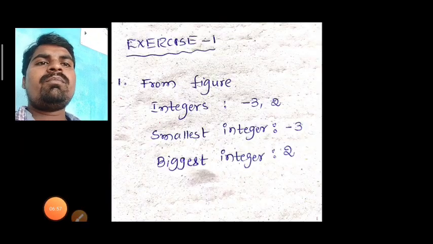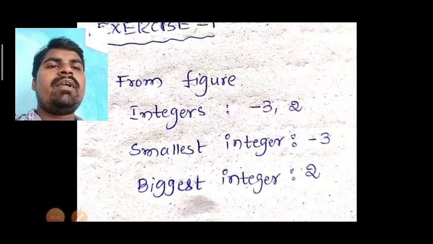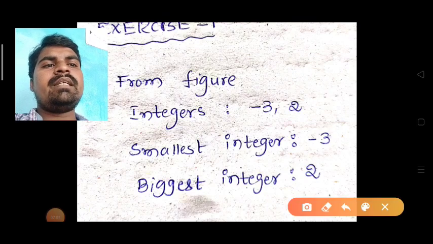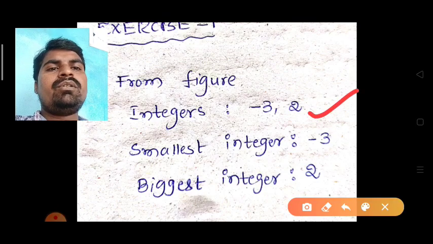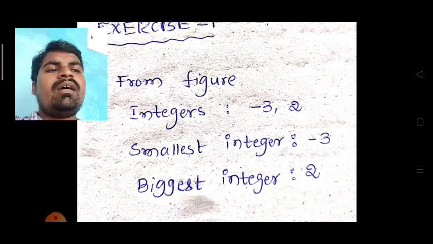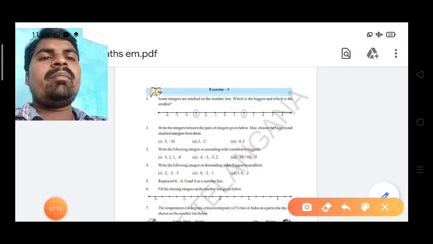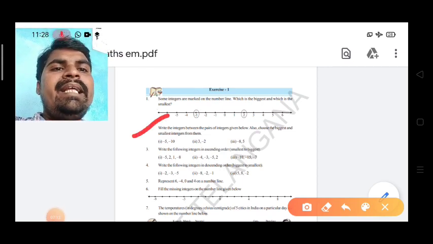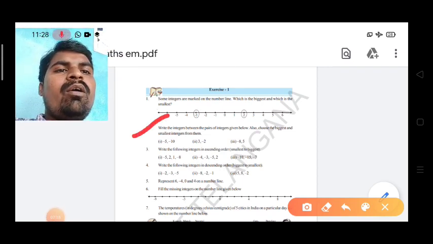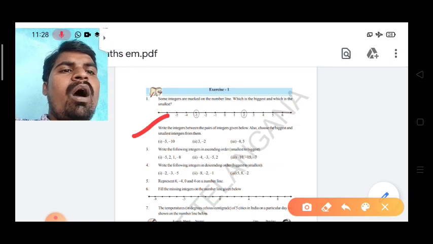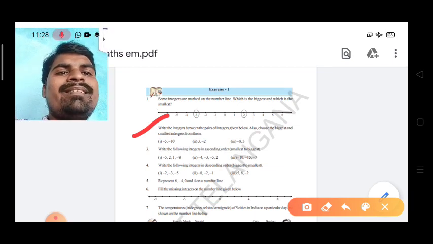You observe here in the first exercise, from the figure, the two integers marked are -3 and 2. The smallest one is -3, the biggest one is 2. This is the answer for the first problem. Next, you observe the second bit. The second bit asks to write the integers between the pair of integers given below. Also choose the biggest and smallest integers from them.